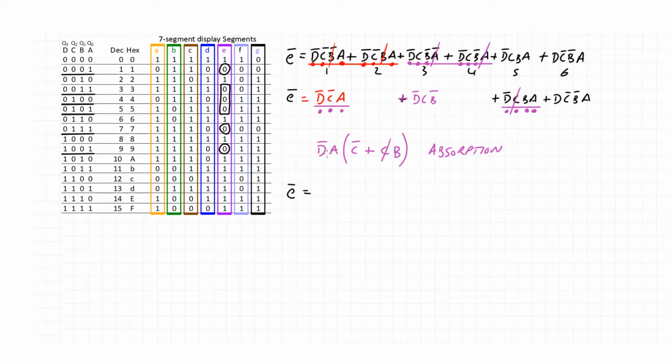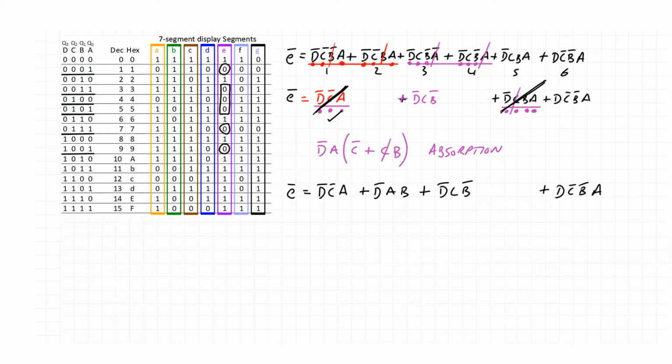So not E is equal to the first term, not D, not CA, or the other part of the absorption. What we had anyway, not D, C, not B, and the last term, D, not C, not B, A.